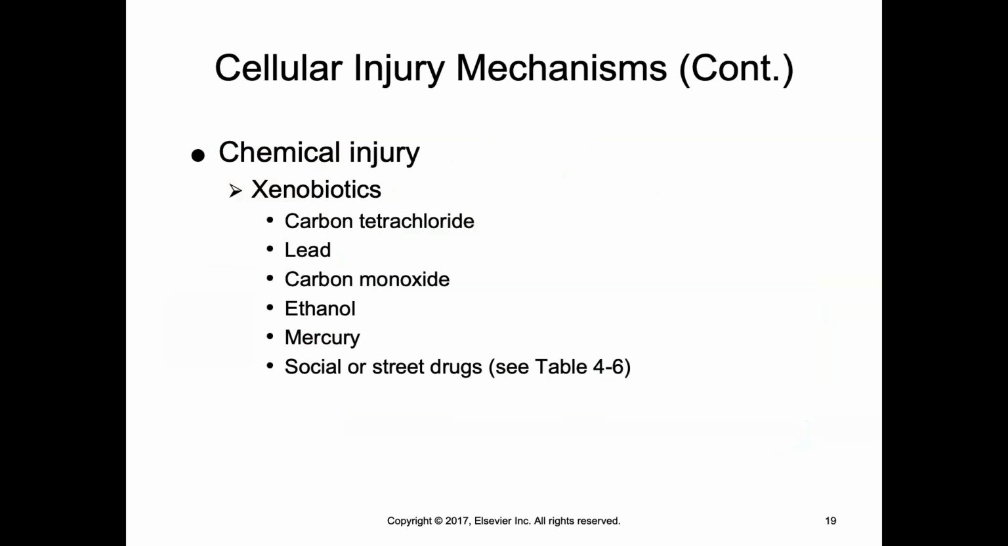Xenobiotics, right? Cellular injury mechanisms from xenobiotics such as carbon tet, lead, carbon monoxide, ethanol, mercury, and street drugs. Now, let's address a few of these. Lead and mercury can be modified to form neurotoxins, okay, and kill nerve cells. This is one of the reasons that we've largely gotten rid of mercury thermometers, and we've removed lead from paint and from gasoline, okay?